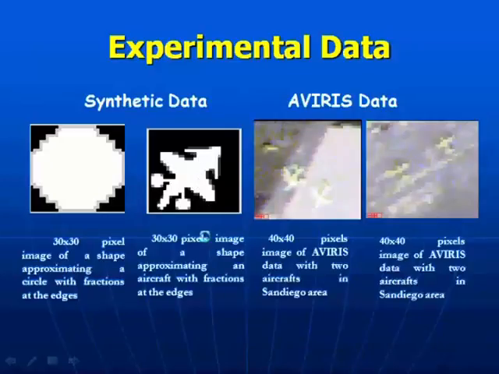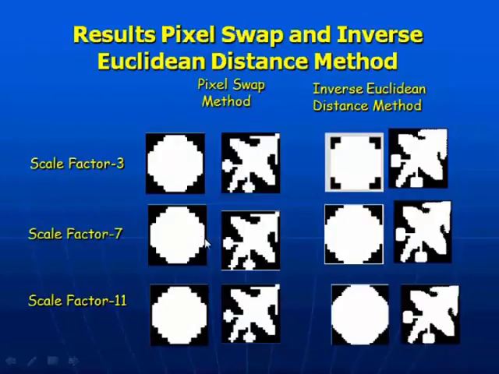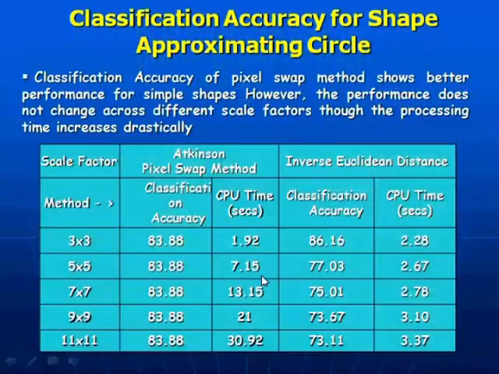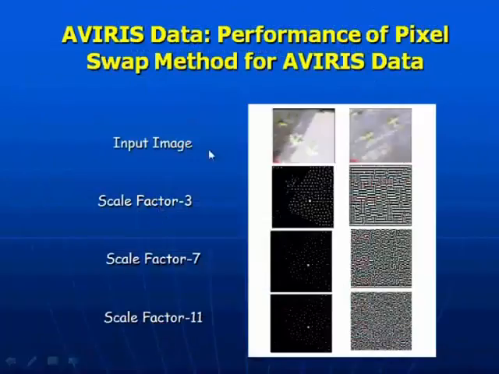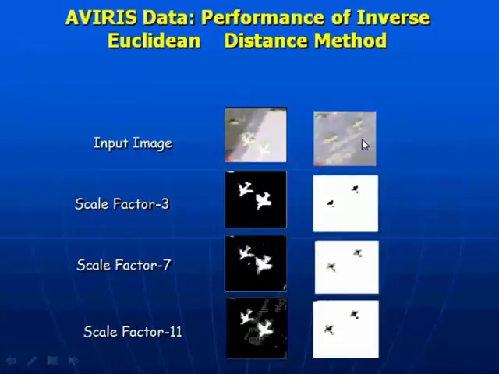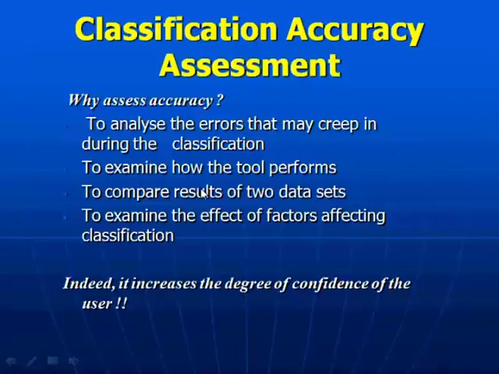These data were put through these super resolution mapping methods. Both the methods were able to give me outputs at different scale factors which resemble the original output on the synthetic data. But when it came to real remote sensing data, the pixel swapping method was not able to give me the outputs on both the images, whereas the Euclidean distance method was able to give me the targets in this fashion. So in super resolution mapping, I can really get the spatial locations of the class within that pixel.